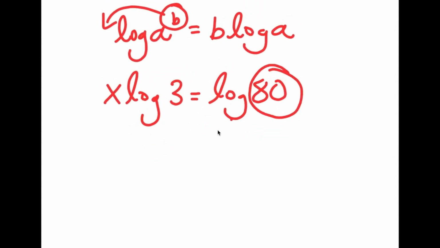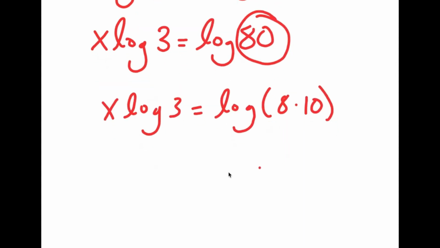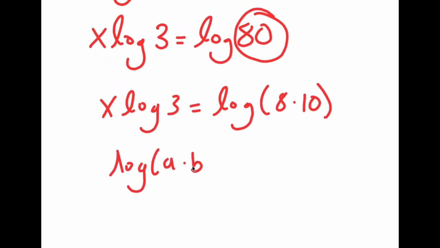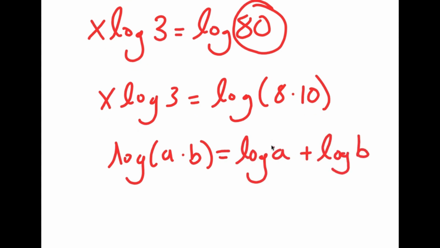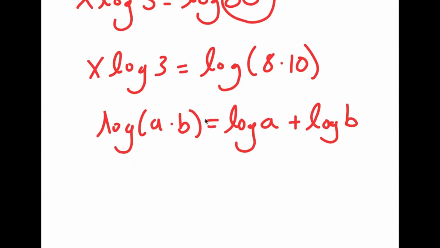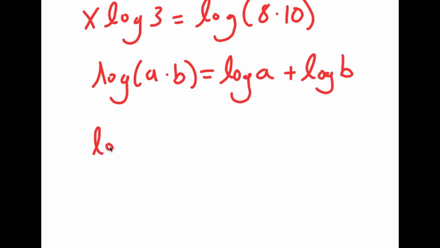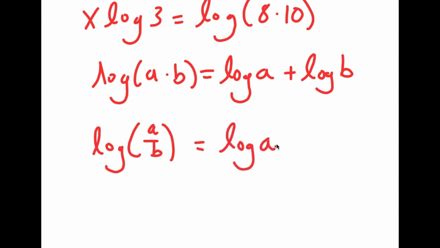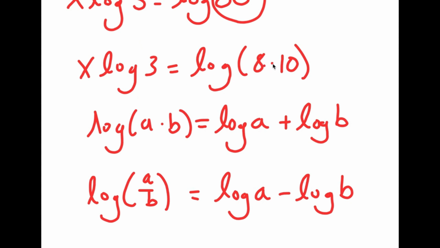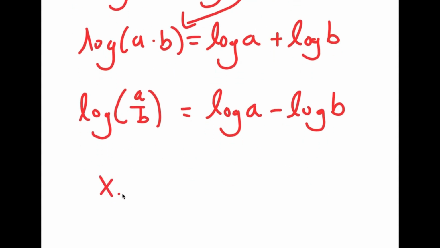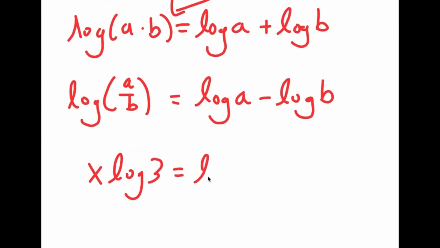Now from here, I'm going to rewrite 80 as 8 times 10. And if I have something in the form log a times b, this is equal to log a plus log b. And this is another one of the logarithmic properties. There is also log a over b, and if I have something in this form, this is the same thing as log a minus log b. So now going back to the problem, we have log 8 times 10, and we can use this property. So we can think of 8 as a and 10 as b.